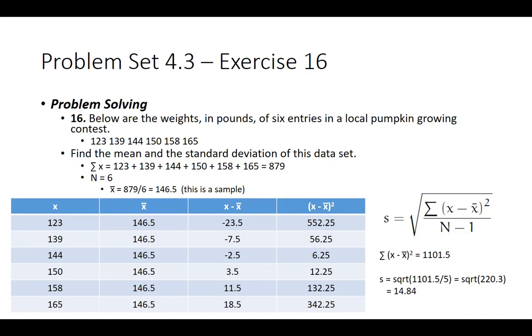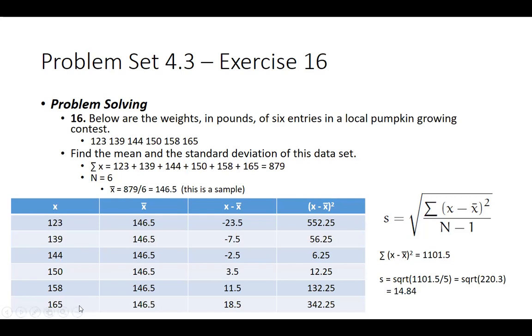So to find the mean, we add them up and divide by how many there are. 123 plus 139 plus 144 plus 150 plus 158 plus 165 gives us 879. 879 divided by 6, because there's 6, gives us 146.5 as our mean, as our X bar, because it's a sample.